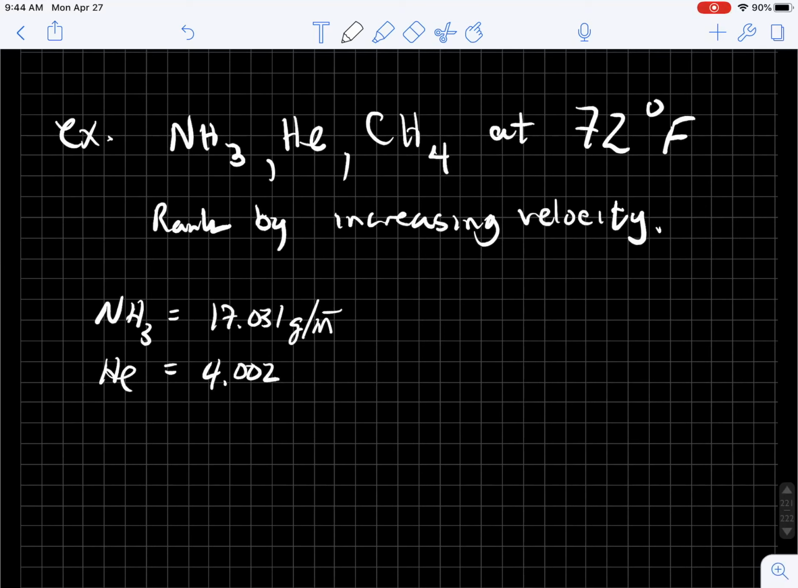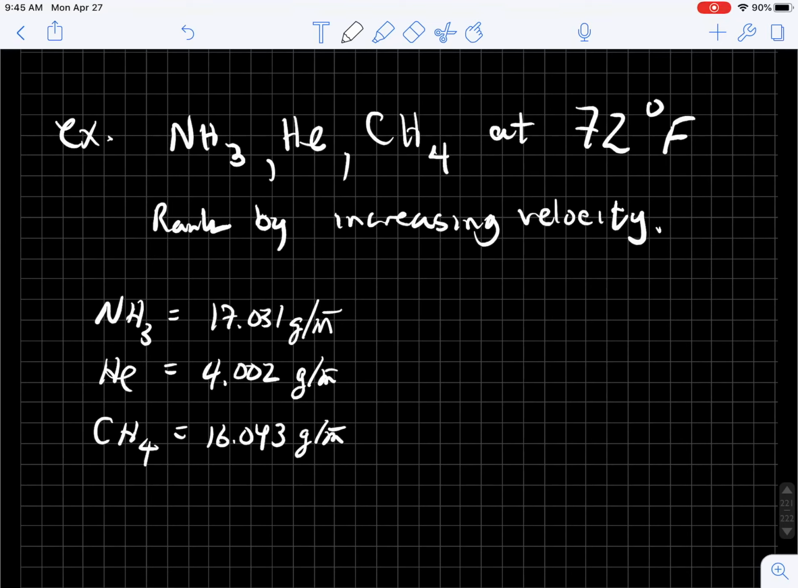Helium is 4.002 grams per mole. So helium is going to be the fastest. And methane, 12.011 plus 4 times 1.008, I get 16.043.